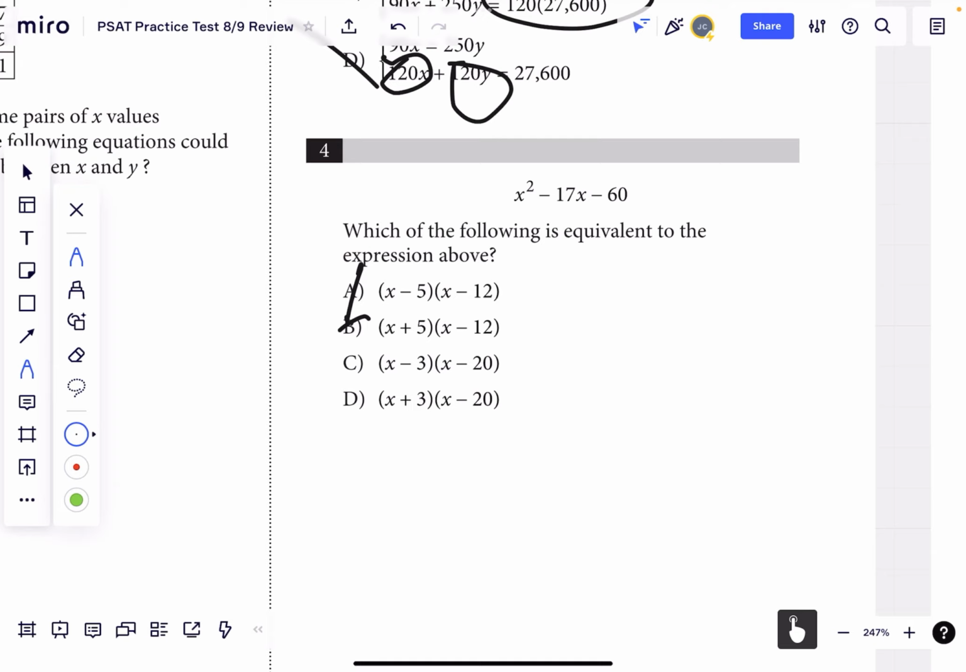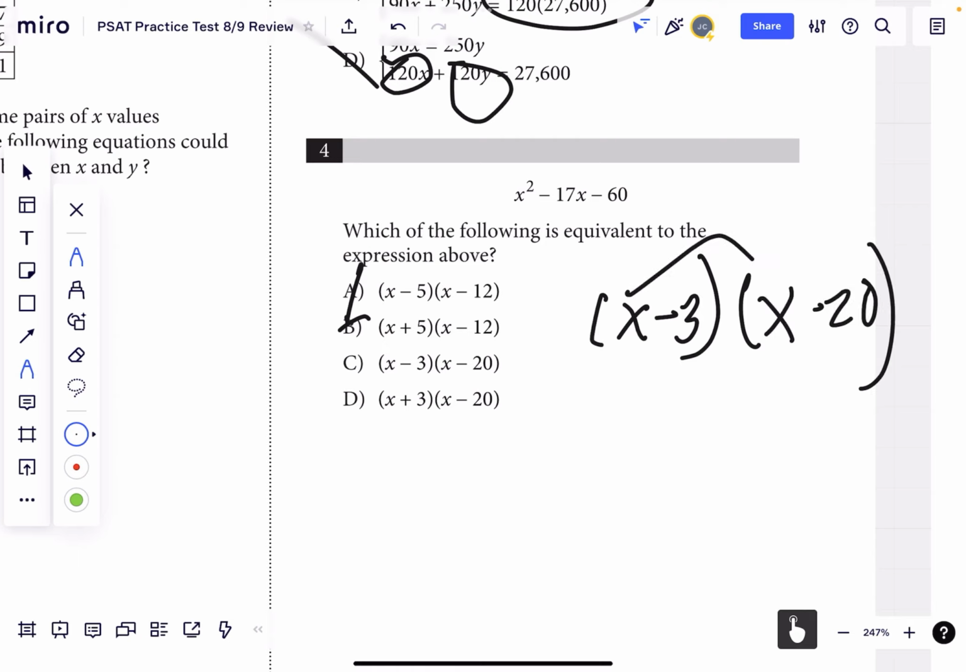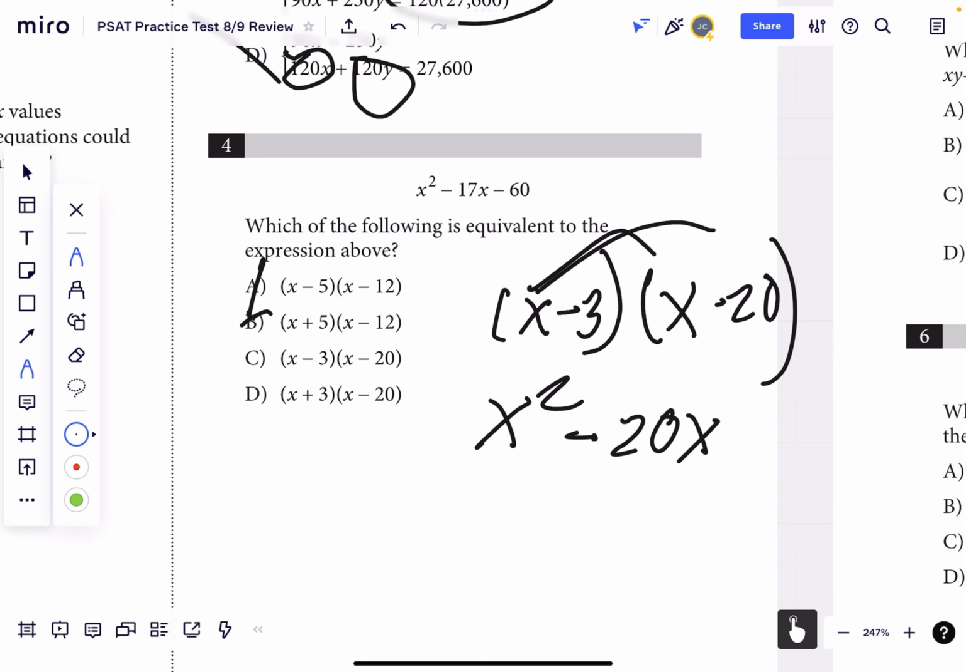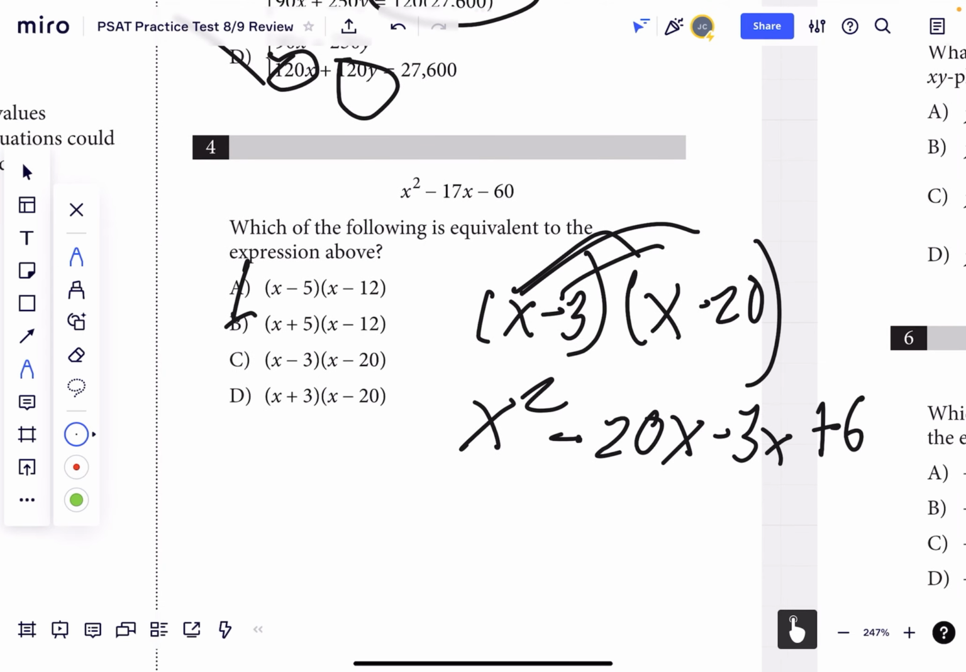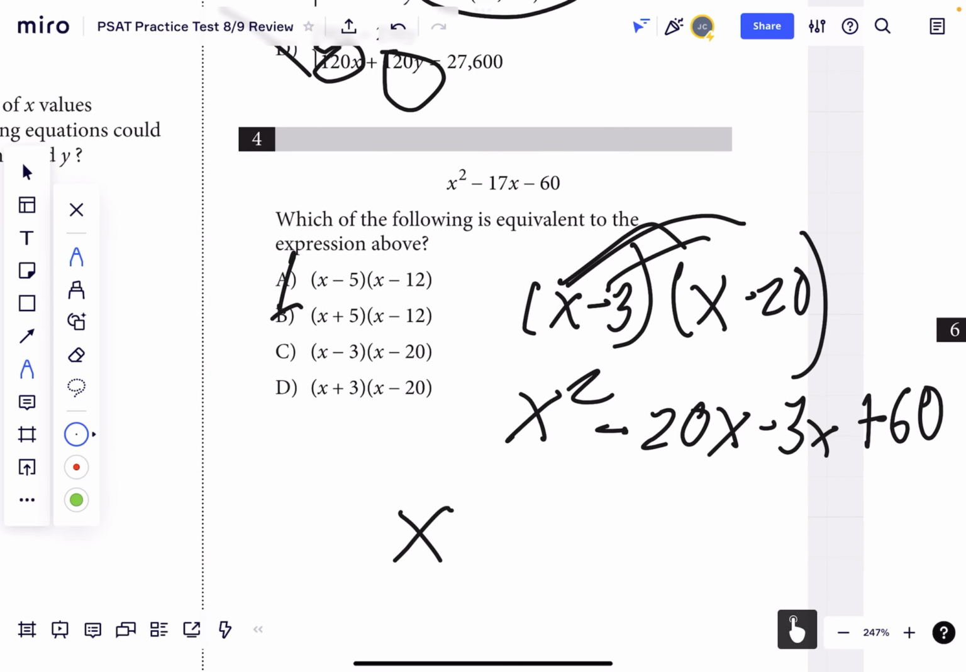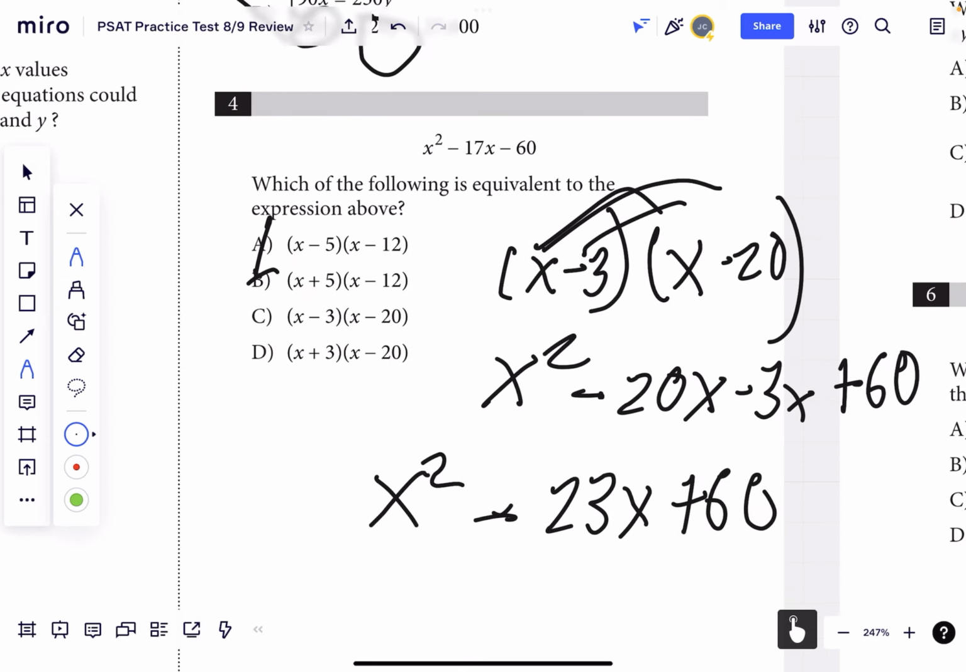How am I guessing? Because I'm guessing. x minus 3, then we've got x minus 20. So we'll do x times x, x squared. Then we do x times negative 20, minus 20x. Then we do minus 3x. And then negative times a negative is a positive. So we get x squared minus 23x plus 60. This is not the right one.